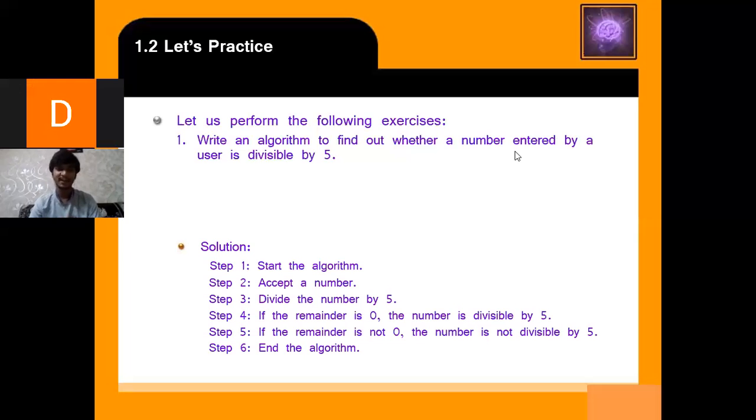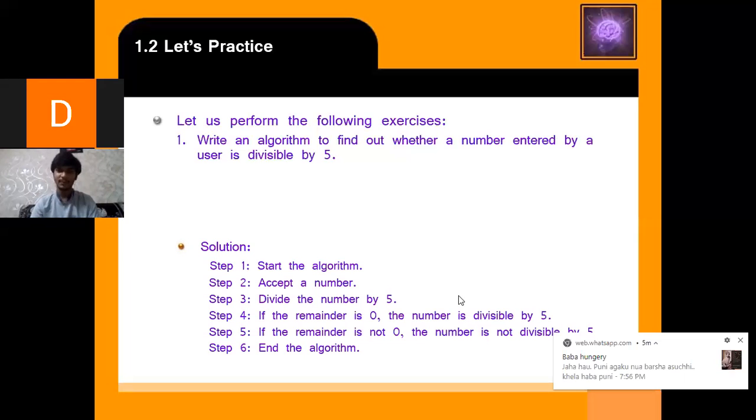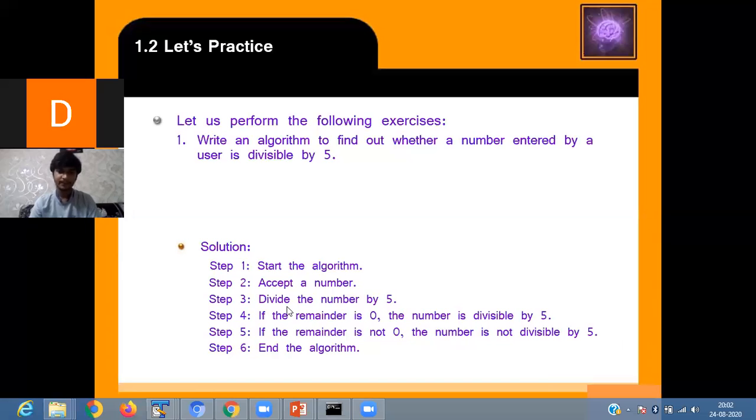Start the algorithm. Then you have to input the number. Then divide the number by 5. If the remainder is 0, then it shows that the number is divisible by 5. If the remainder is not 0, it shows that the number is not divisible by 5. Then end the algorithm.